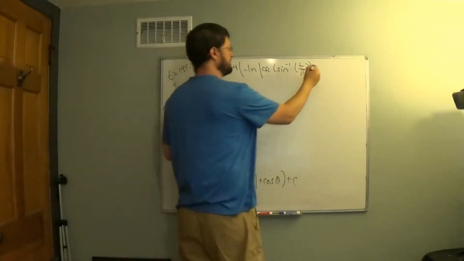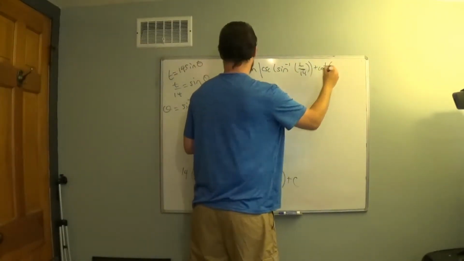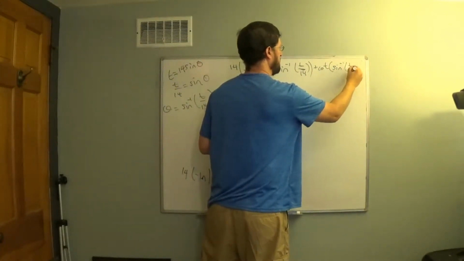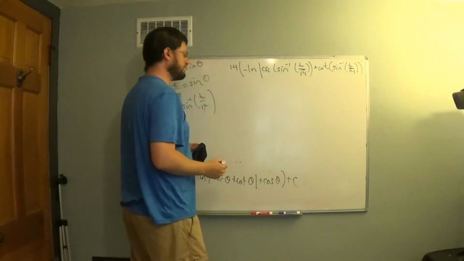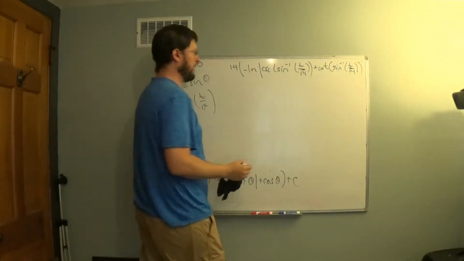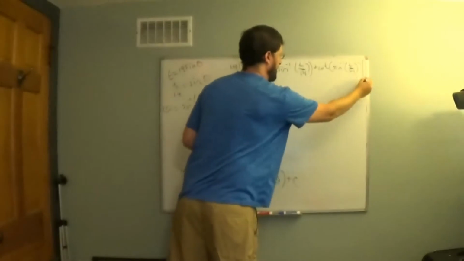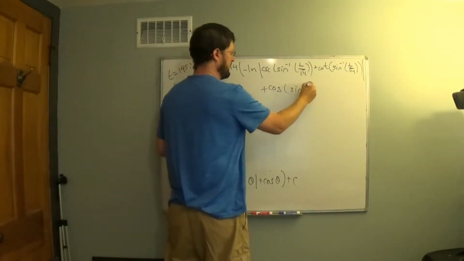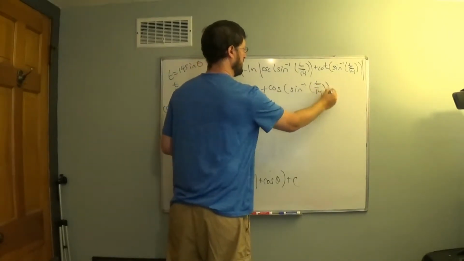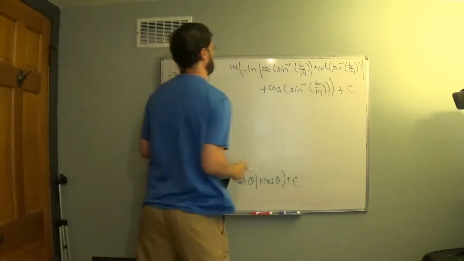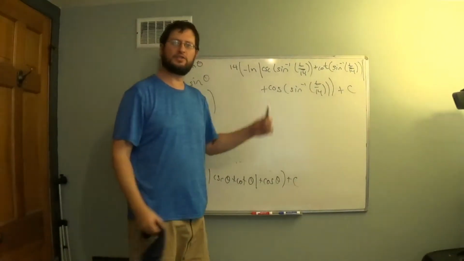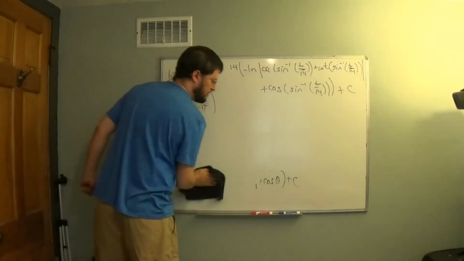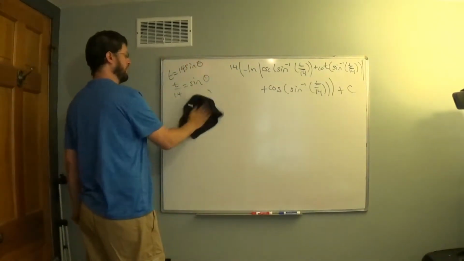plus cotangent of sine inverse of t over 14, plus, that ends the absolute value, plus cosine of sine inverse of t over 14, plus c. And now we'll have lots of practice using our tricky trig triangles to convert these trig inverse functions into something that looks prettier.